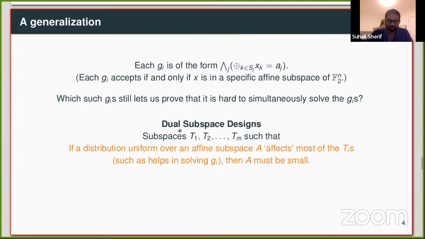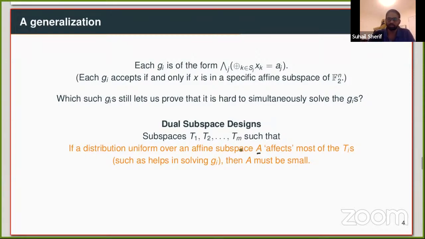property. So right now, let's just ignore these words over here. If a distribution A affects most of the TIs, by which I mean they help in solving GI, then A must be small. Now, this is exactly the statement that gave us our lower bound in the original counterexample. So the only catch here is the part that I scratched out. And that's saying that this holds, or is at least guaranteed to hold, only when your distribution A is uniform over an affine subspace.